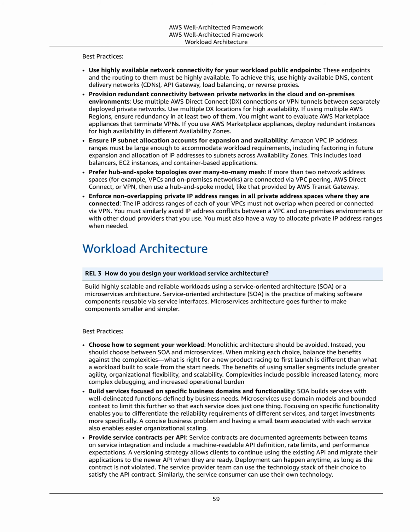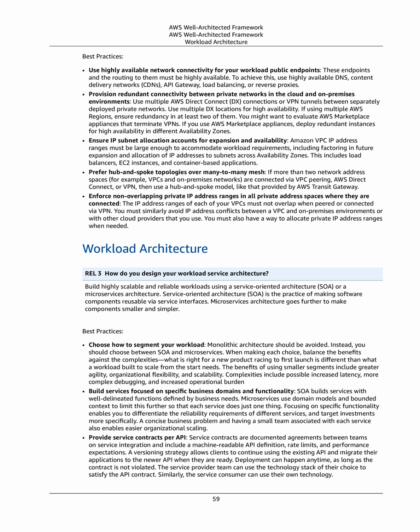Use highly available network connectivity for your workload public endpoints. These endpoints and the routing to them must be highly available. To achieve this, use highly available DNS, content delivery networks, CDNs, API gateway, load balancing, or reverse proxies. Provision redundant connectivity between private networks in the cloud and on-premises environments. Use multiple AWS Direct Connect, DX, connections or VPN tunnels between separately deployed private networks. Use multiple DX locations for high availability.